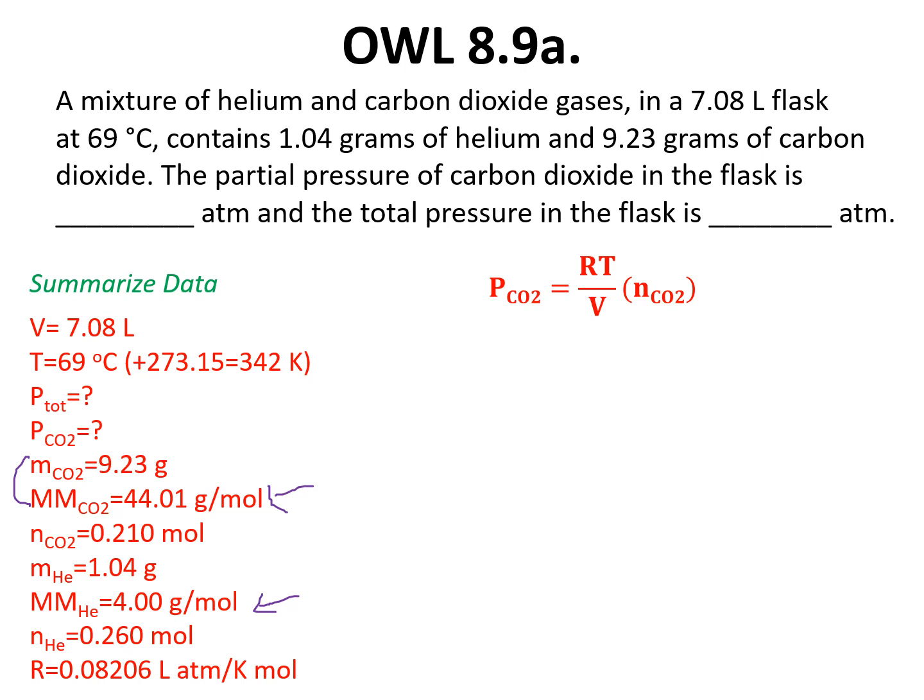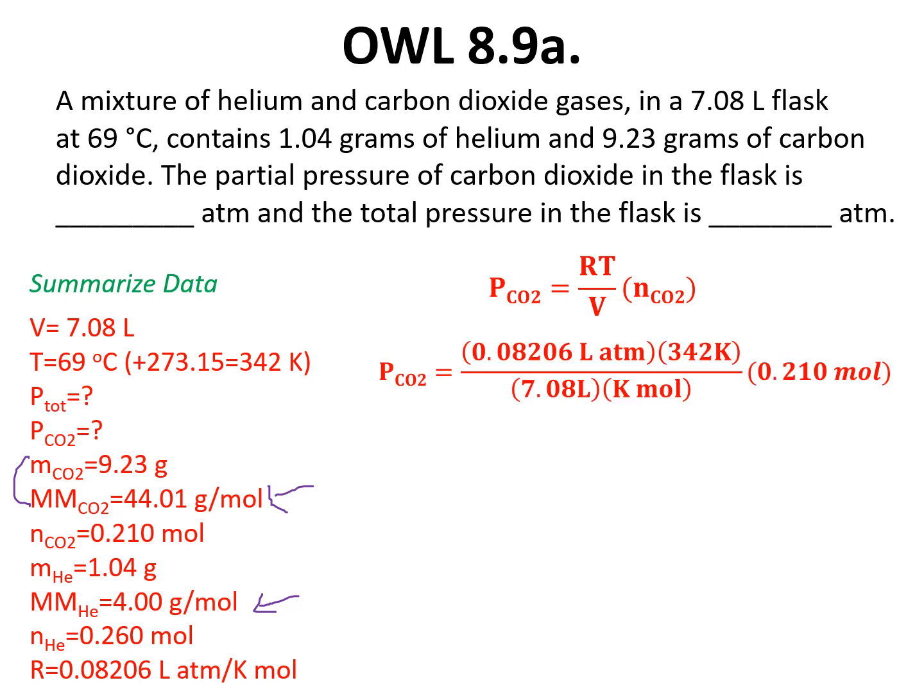So first, we are asked for the pressure of carbon dioxide. So I'm going to plug this into the ideal gas law. I have all of these values. I plug them in, and I can see that my pressure will be 0.832 atmospheres. And that's just the pressure of the carbon dioxide.